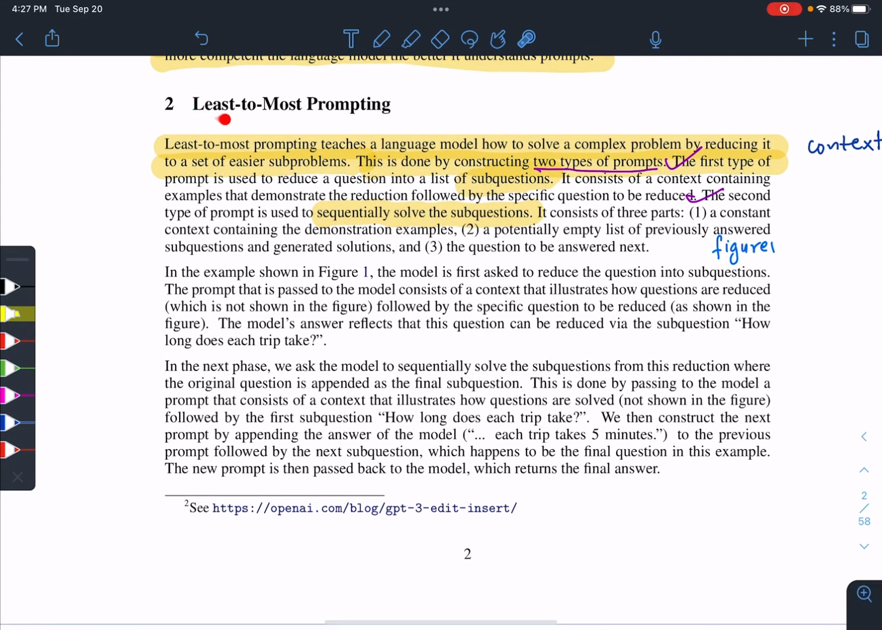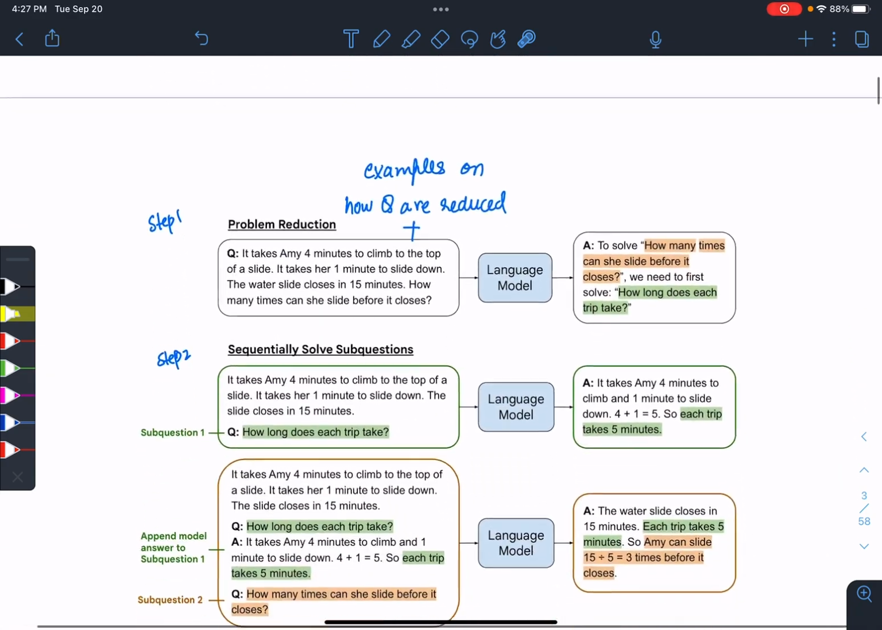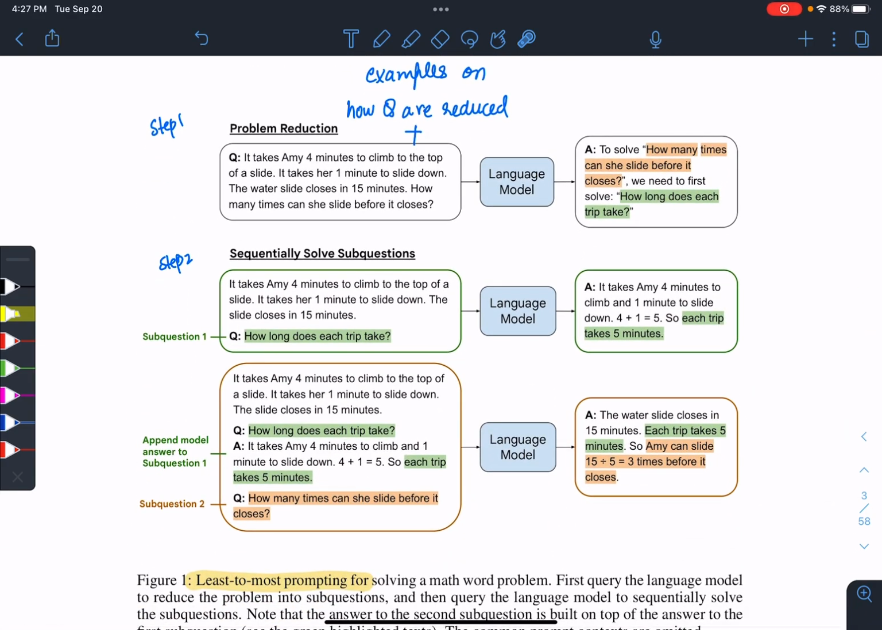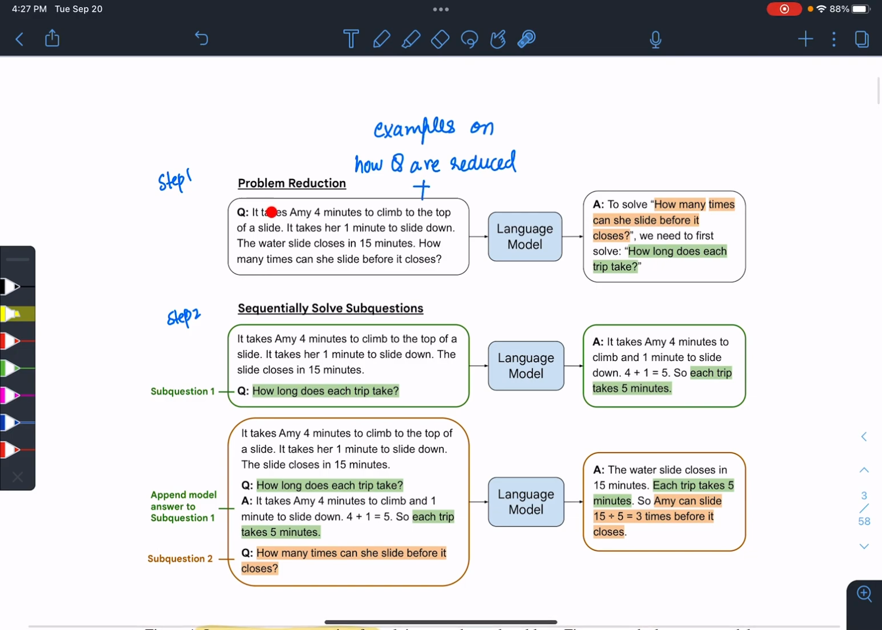Least to most prompting has two types of prompts, because it has two steps. One is problem reduction. They have a new question, and they give examples of how questions are reduced. They will have multiple samples where there's a question and the answer is subquestions. So it shows how the questions should be reduced. Now when you give a new question, it's going to reduce it in this way.